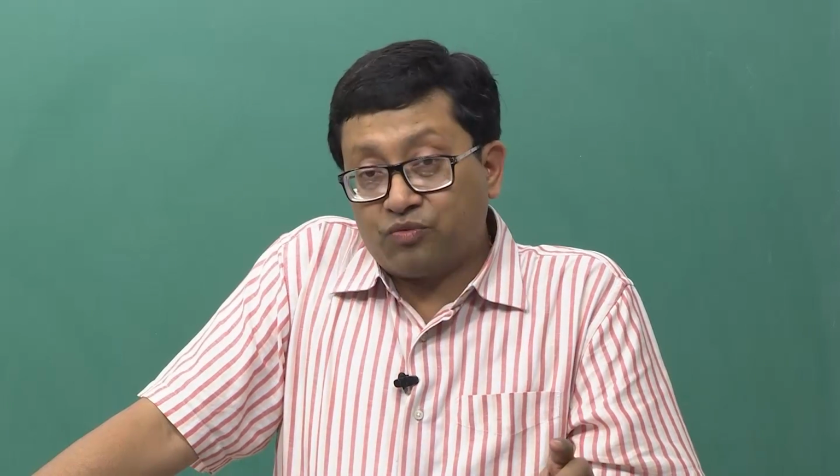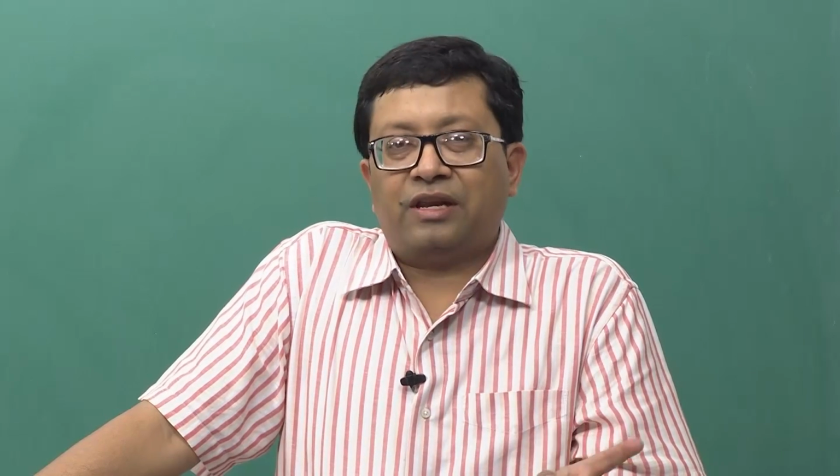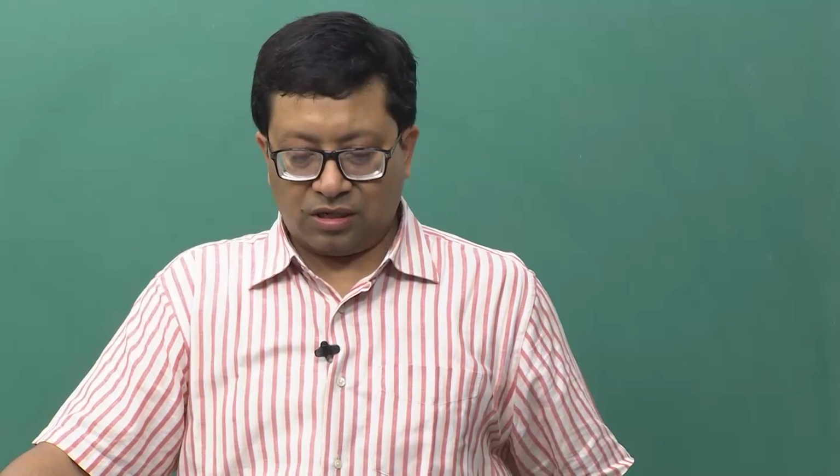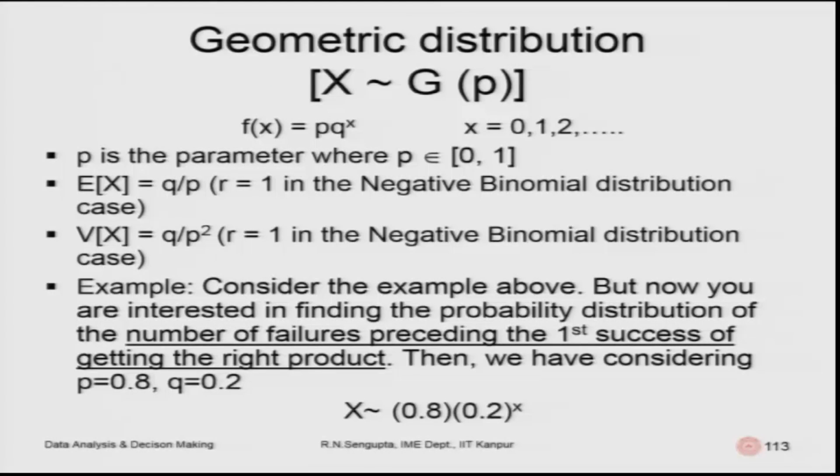If you put R as 1, it becomes Q by P, and variance, again with R as 1, becomes Q by P square. So, consider the example below, but now you are interested in finding the probability distribution on the number of failures preceding the first success of getting the right product. Then we will have P as 0.8, Q as 0.2. Put them in the equation, because R is 1.